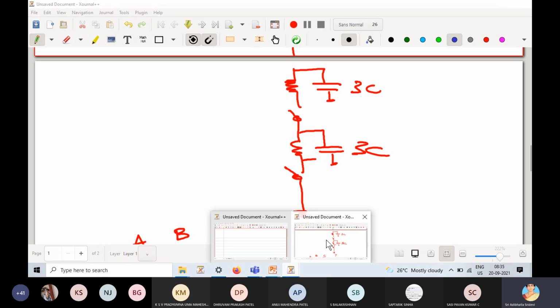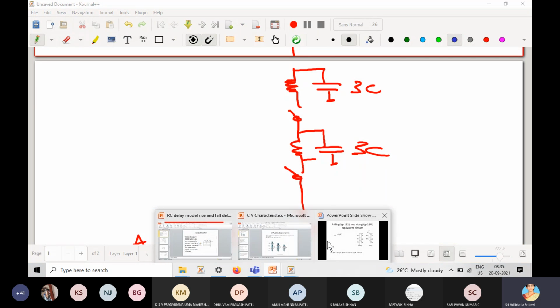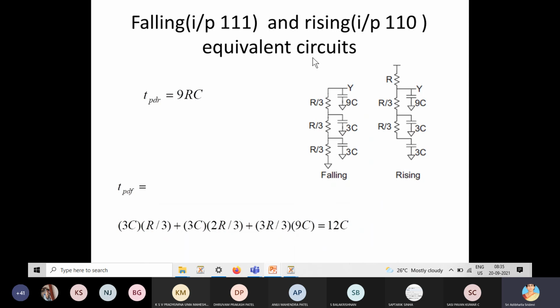So how will the equivalent circuit look? The PMOS portion has nothing, all open switches. In the NMOS portion, we already have 9C here, 3C here, and 3C here. Why do I have R by 3? Because I have increased the width to 3W. Normally it is R, but with width 3W each resistance is R by 3. So this is the equivalent circuit of the 3 input NAND gate when the input is 1, 1, 1.